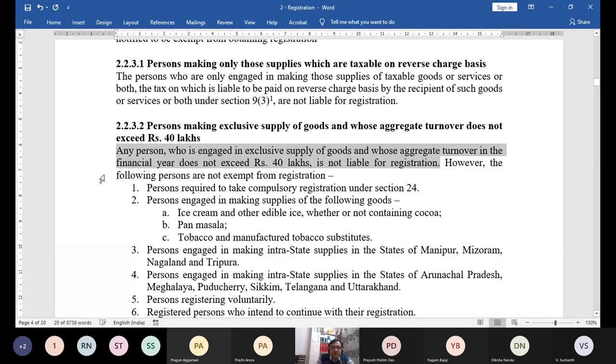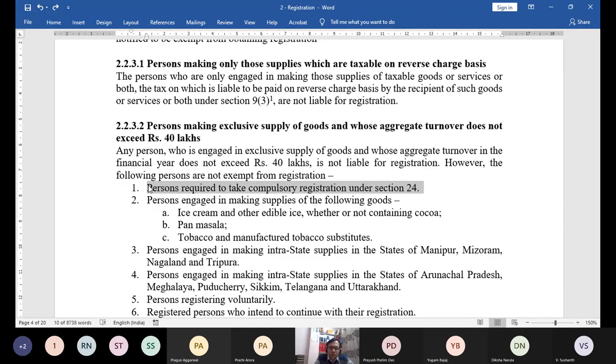So the following persons are not exempt from registration under this notification. Like persons who need to take compulsory registration under section 24. I told you only one section, section 22, which deals with compulsory registration. We have another section also, which I will discuss in the next class, section 24, which also deals with compulsory registration. So if I am required to take compulsory registration under 24, then I cannot claim this notification benefit.